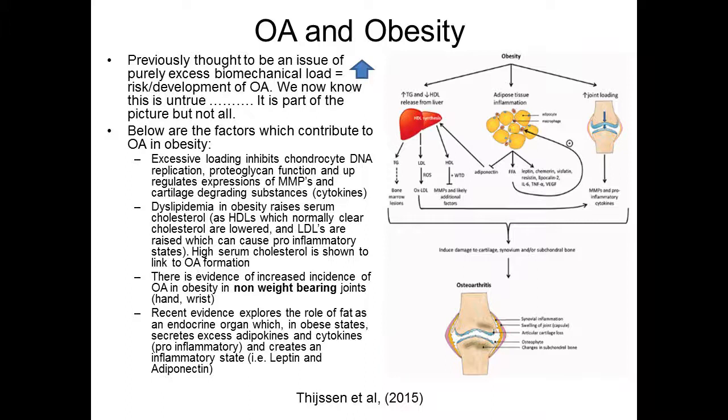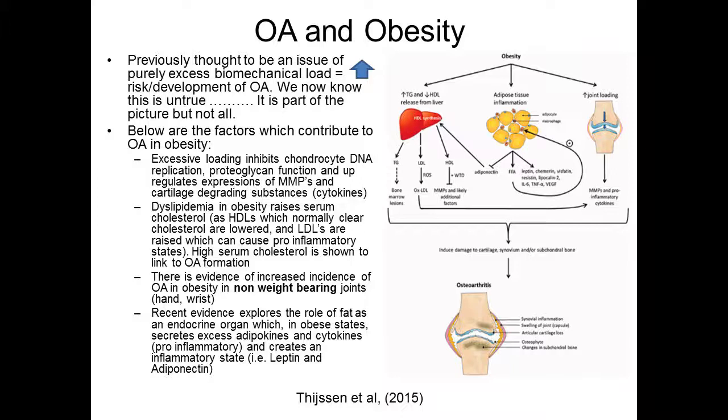So we'll now look at the issue of osteoarthritis and obesity. Historically, clinicians would describe the relationship between osteoarthritis and obesity as one purely of excessive joint loading. And whilst that's part of that clinical picture, it's certainly not all of it. And so we need to be aware of that if we are managing and discussing this condition with our patients. So, previously thought to be an issue of purely excessive biomechanical load, which contributes to the risk and development of osteoarthritis, we now know this is not the full story.